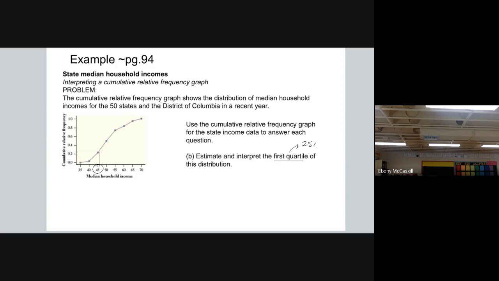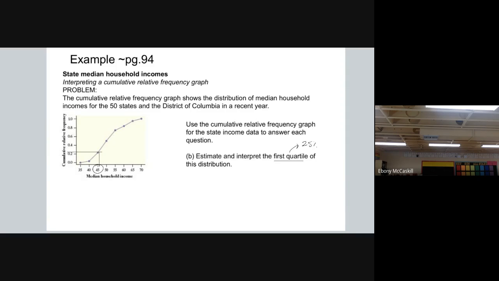So notice, based upon what they tell us, that's where we start. And we're trying to find that point on our cumulative relative frequency graph. So that's what I mean by, we don't really care about the graph itself, we want the numbers and data from it. So they want us to estimate and interpret the first quartile.